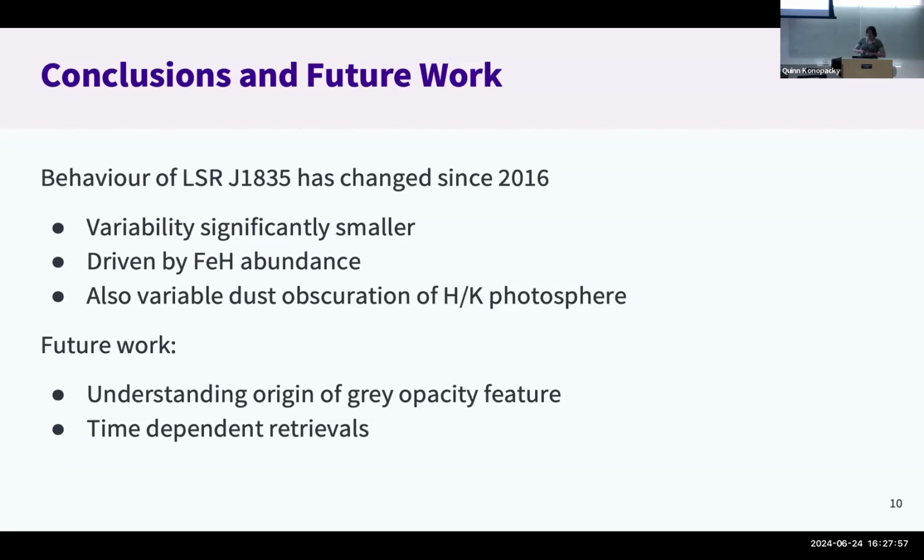So our future work is going to be focused on understanding the origin of this gray opacity feature. Is it the dust obscuration, or do we need another explanation? And doing further time-dependent retrievals. Thank you.